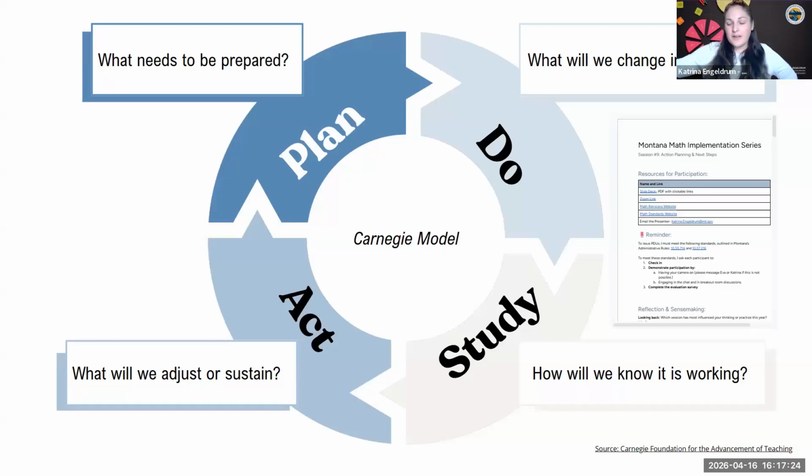Okay, so let's say we go through, we had everything we thought we needed. We went and did the work. We have all the student data that we could possibly need and desire. How are we going to start this wheel over again? So what does that step look like under ACT? How are we going to adjust or sustain the work?